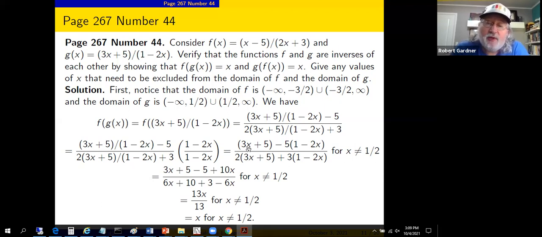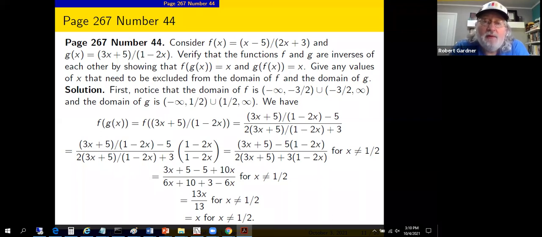Let's multiply out. So we'll get 3x plus 5 minus 5 plus 10x. Here we'll get 6x plus 10 plus 3 minus 6x. Simplifying, see the 5's cancel. That'll give us 13x in the numerator. The 6x's cancel, giving us a 13 in the denominator. Remember, x is still not 1/2. The 13's cancel, and then that gives us x. So we're getting the composition f of g of x equals x, provided x is not a half. We're getting the composition equal to x on the domain of the g function. And that's what inverse functions do.